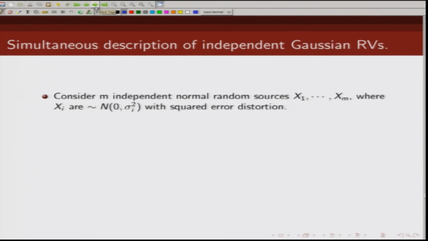Now, let us consider a case where we have m independent Gaussian random variables. So, we have m independent Gaussian random variables, and these are denoted by x1, x2, x3, x of m. So, these are 0 mean Gaussian with variance sigma i square. So, they are not identically distributed, but they are independent, and we are considering the squared error distortion measure.